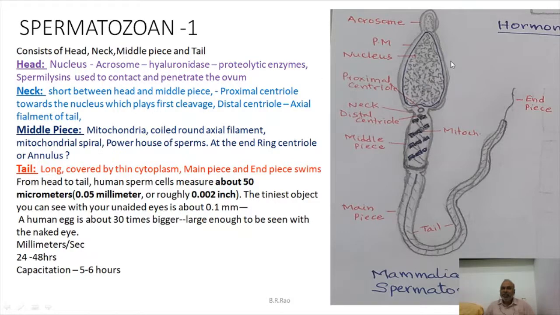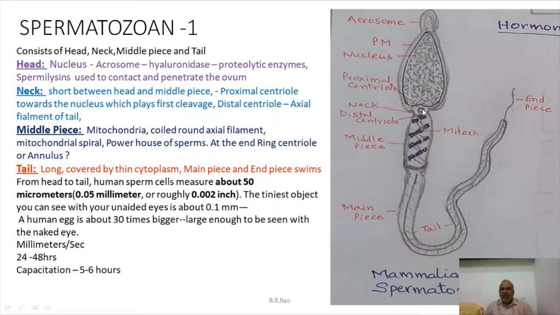If a sperm is having a defect in the acrosome, it may not be able to penetrate the egg. That is called a defective sperm, and it will never become fertile. This is called the head, and just beneath the head there is a small depression that is called the neck. It is very short, between the head and the middle piece.